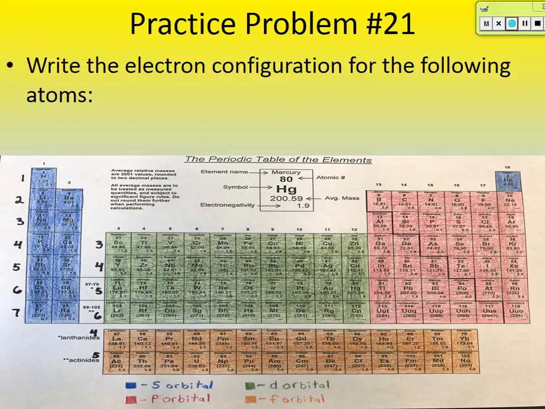Okay, practice problem number 21. This is the last practice problem, and you're going to be able to do all of them here. So let's start with uranium. Part A says, write the electron configuration for uranium. Let me point out where uranium is on the periodic table. It's clear down here. Atomic number is 92, so it's got 92 electrons. We're going to have to account for all of them.